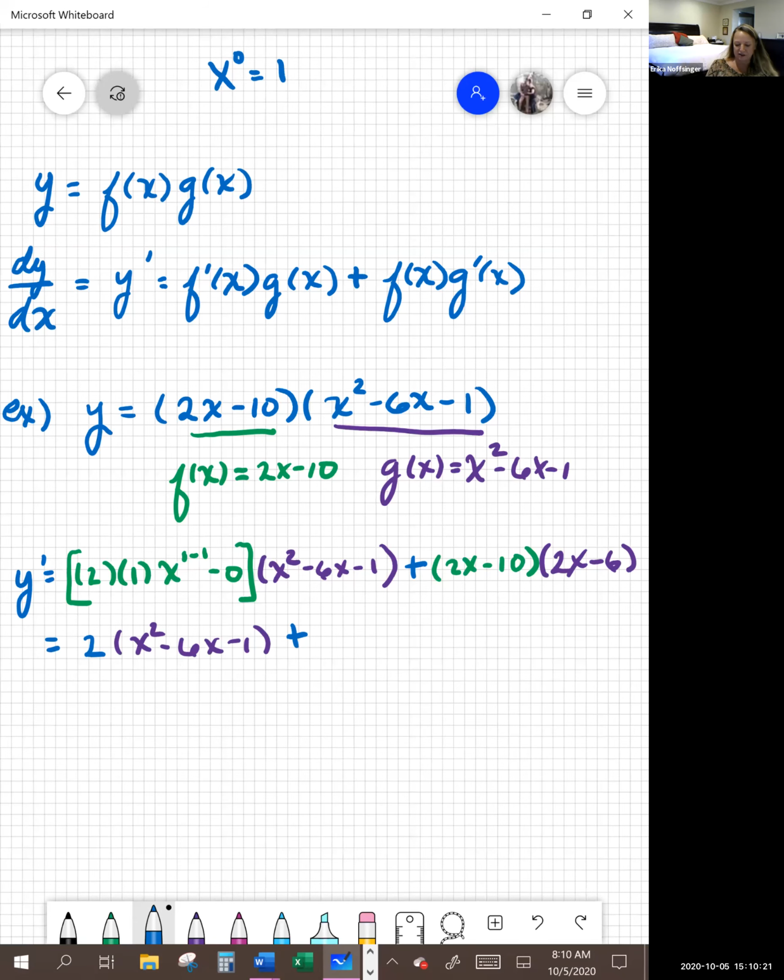Plus, I don't know if we want to distribute, let's just distribute and clean it up. Because a lot of times we're going to want to see when these are equal to 0. We're going to start graphing functions, and these derivatives are going to help us to graph functions. And so let's expand this and just simplify it. So 2x times 2x, this gives us 4x squared. 2x times negative 6, so this is minus 12x. Negative 10 times 2x, that's negative 20x. And negative 10 times negative 6, so plus 60.